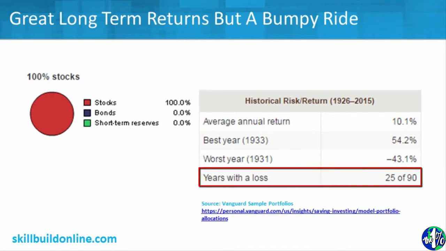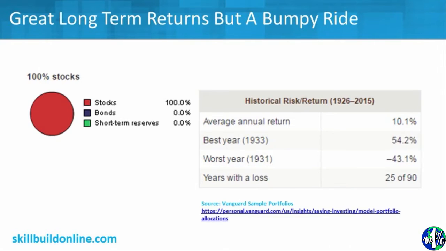Years with a loss. This is saying that out of 90 years of investing in stocks over this 1926 to 2015 time period, in 25 of those years you're going to have a loss. It might be only 1 or 2%. It might be as big as 40%. But 25 of the 90 times you're going to have a loss. The good news is the other 65 times, you've got a gain, or at least break even. You don't have a loss. And so that's some good news as far as investing in stocks.